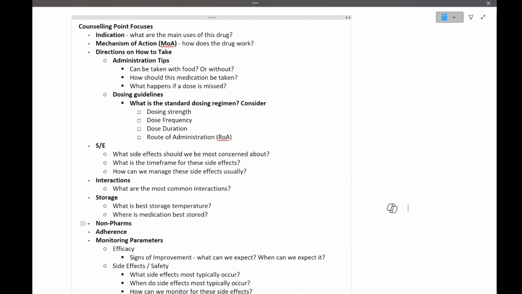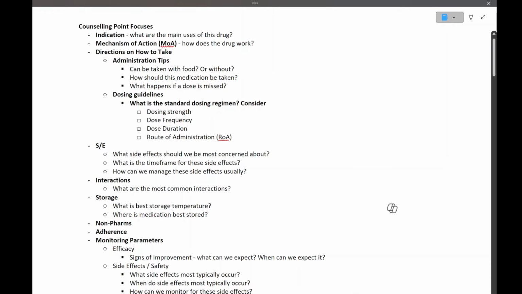Same thing for side effects or safety. We want to consider what side effects most typically occur and when they most typically occur. We also want to figure out how we can monitor for these side effects, and that's basically the basic template of how we would go over these medications.